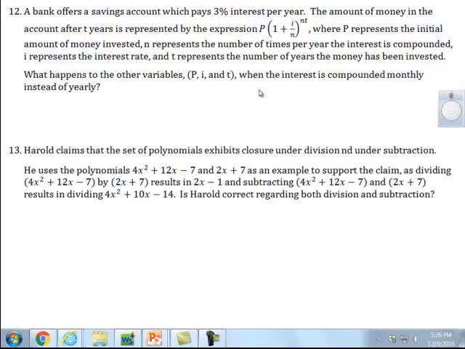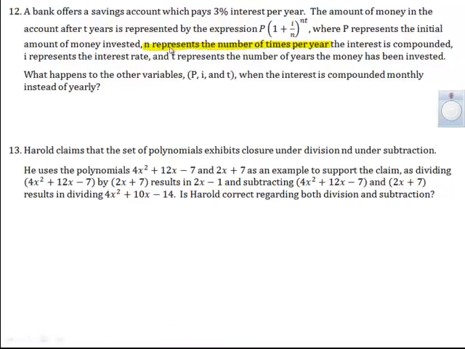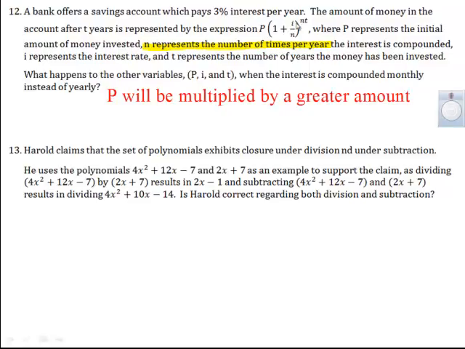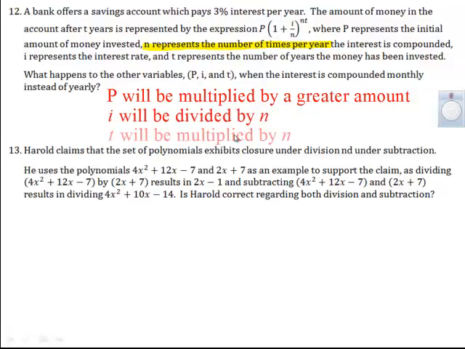Okay, so if it does it yearly, that means it's 1. If it does it monthly, then that means this N value will be 12. So let's just analyze each thing. We know that the N value represents the number of times. So how will that affect the P? Well, this is going to be multiplied. This is going to be higher, so the P is going to be multiplied by a greater amount initially because this is going to be higher. The I is going to end up being divided by it, and then the T up at the top is going to be multiplied by N. And that's really all we can do there. Well, that's all it's asking.